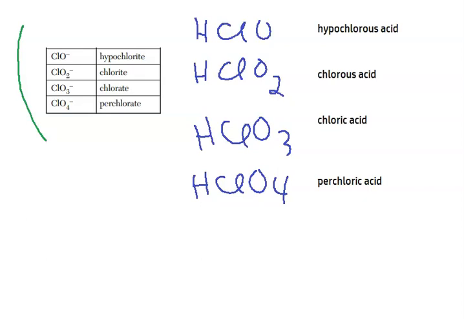Remember your ite ous, ate ic, that your hypochlorite is going to become hypochlorous acid, the ous ending. And then we have, of course, chlorite. Ite becomes the ous ending. For chlorate, the ate, it's ic. And then perchlorate is perchloric. That's how you name acids.